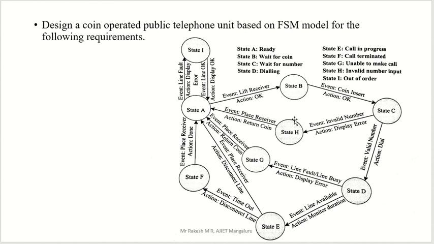So what to do in the case of invalid number input? In the invalid number input case, we have to place the receiver. No other option. So the event is place receiver. You are going to place the receiver. What is the action taken by your state machine? Return coin, because there is no dial option. That means no call is connected, right? If the call is connected, then only your coin will not come outside. Here the call will not connect because of the invalid number. So you place your receiver, and suddenly the coin comes outside the box.